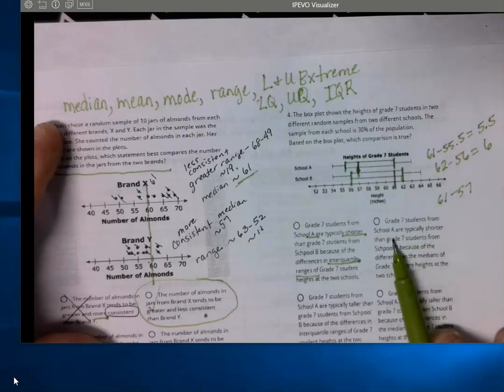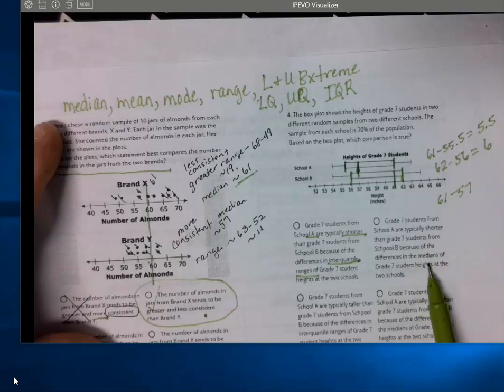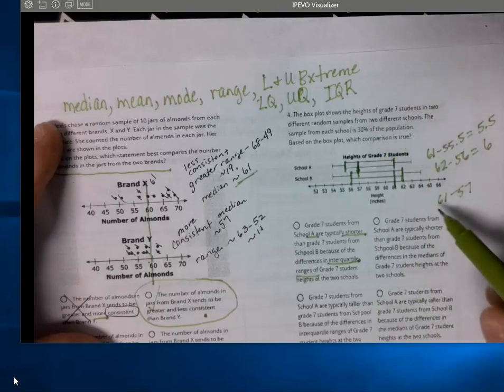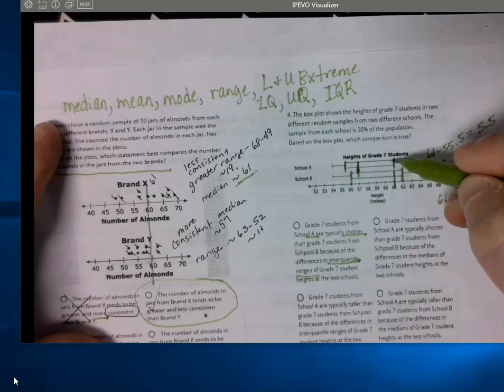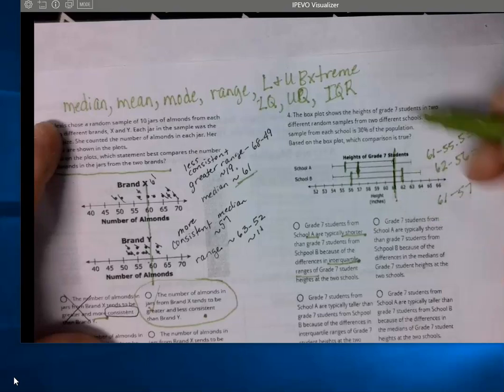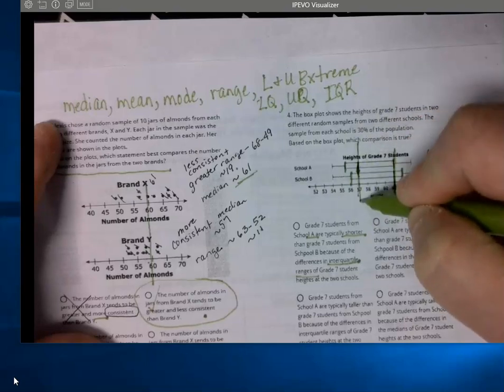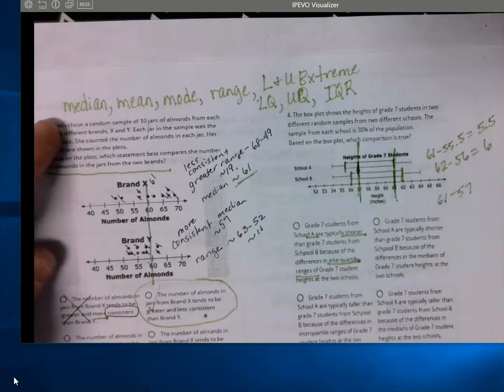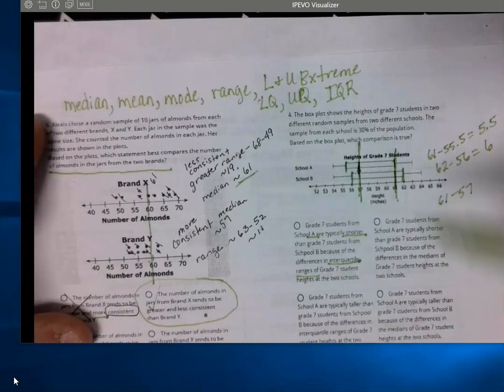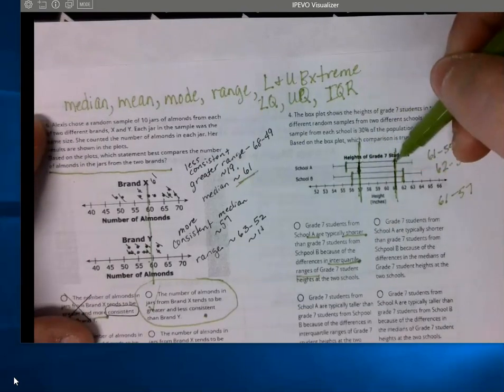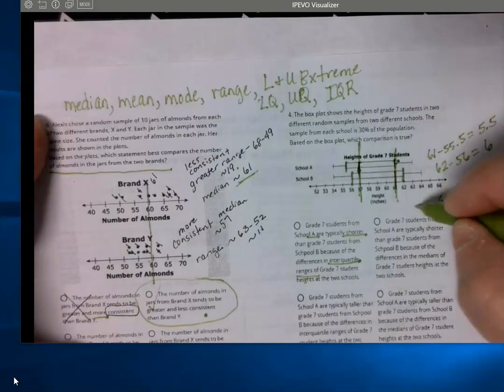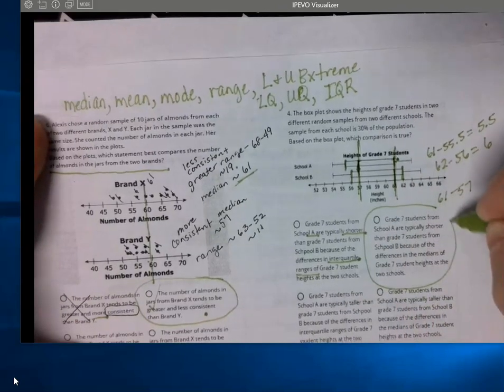Grade 7 students from school A are typically shorter than grade 7 students from school B because of the difference in the medians. So if you take a look right here, here is the median, and here is the median. That is actually going to be the correct answer, because look at the variation between those two medians. And remember, that is our middle number. So this is my actual answer.